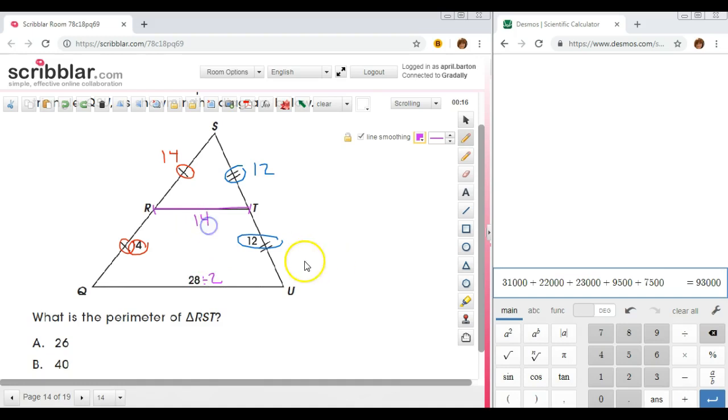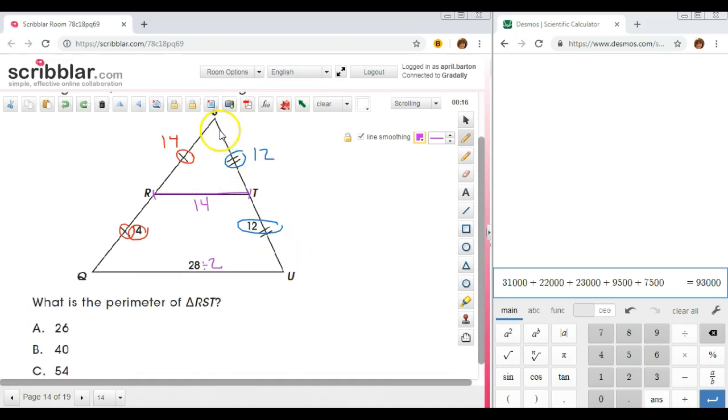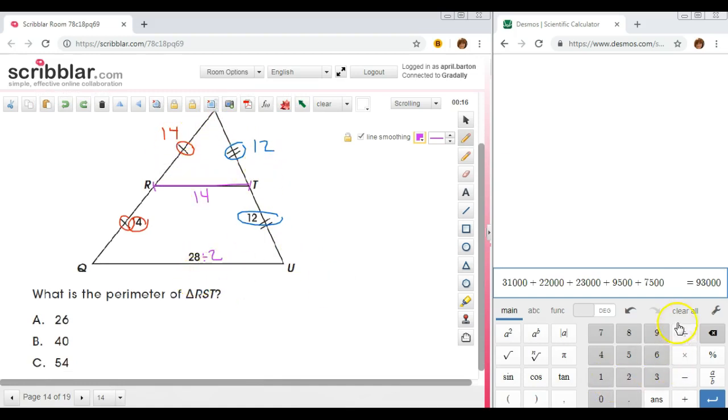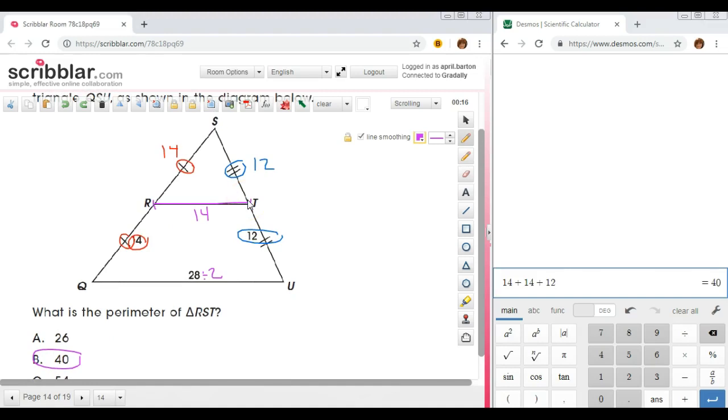14. And now, to find perimeter of a shape, we add it all together. 14 plus 14 plus 12 is going to be 40. Answer choice B. Now let's say you don't remember that that's a midsegment and it's exactly half.